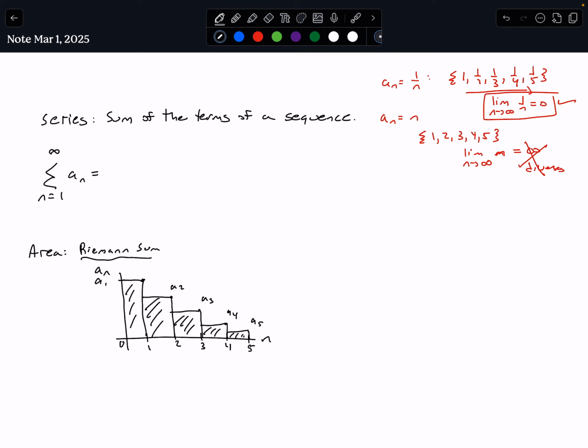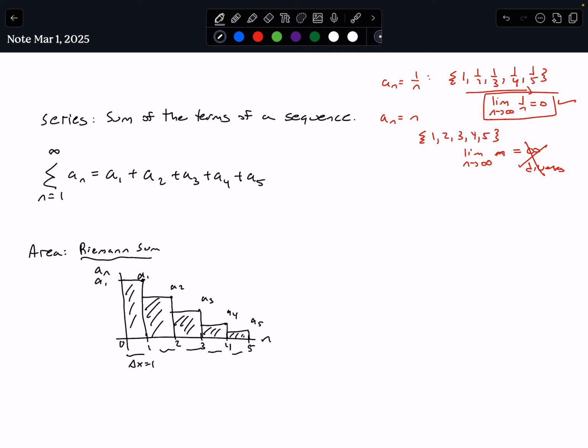If I take the area here, my first rectangle, these all have a width of 1, every single one of them. And their heights, well, that's just the height of my first rectangle, a sub 1 times 1, or a sub 1, plus my second rectangle, also 1, but this time it has a height of a sub 2. So we get a sub 2. If I continue that pattern, this is 1, a sub 3. So I get plus a sub 3, and it keeps going.